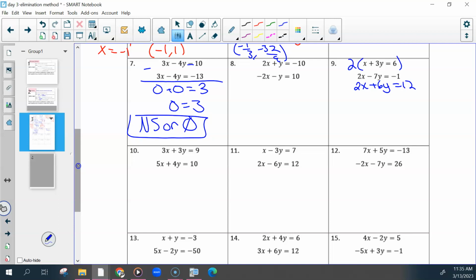Now they have the same common coefficient. Now we can solve it. So would we add or subtract these? Subtract. I'm not going to put the 0, but you can still keep putting the 0. -7 minus 6 will give us a -13y. And -1 minus 12 would also be -13. Divide both sides by -13 so that y is 1.